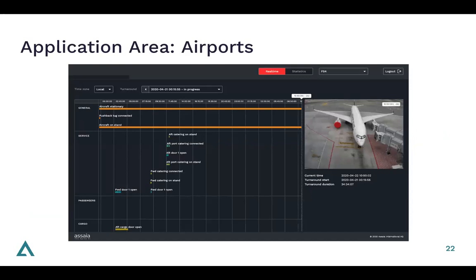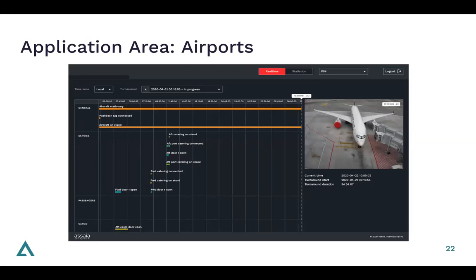Essentially what we do is install a single camera at the terminal building, which looks at the specific gate of the airport and at the plane which is there. Based on what it sees, it can accurately detect timestamps of different events which occur during the turnaround.